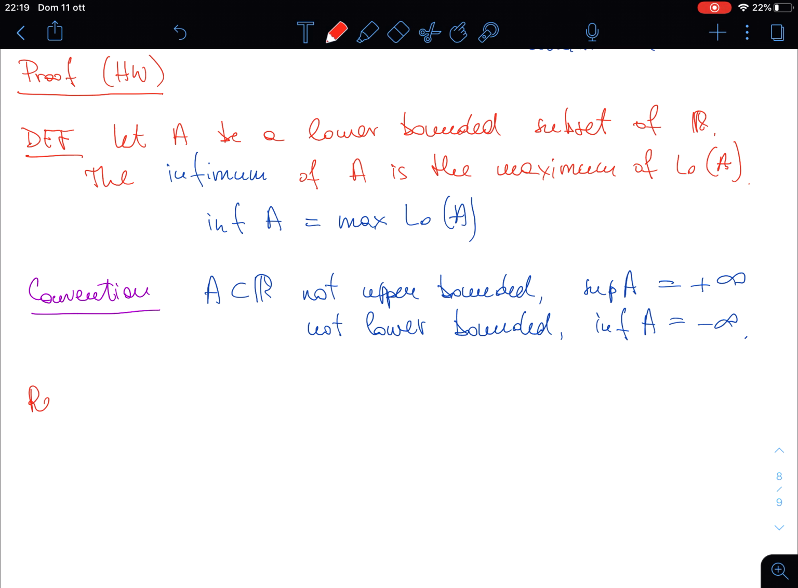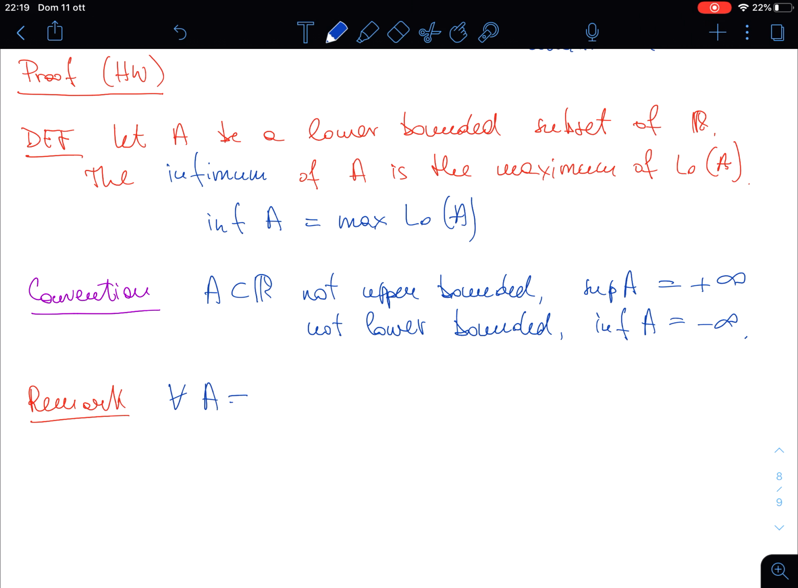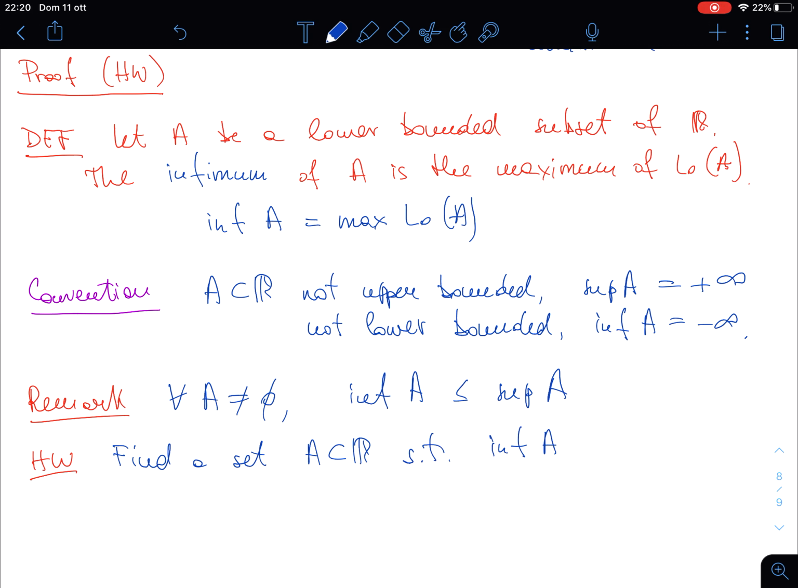As a remark, I stress that for every A which is not empty, the infimum of A is not larger than the supremum of A. I say not empty because for the empty set there are strange rules. I don't want to talk to you about that because it is strange and it is completely useless to our purposes. And as a homework, I ask you to find a subset of R such that the infimum is equal to the supremum.